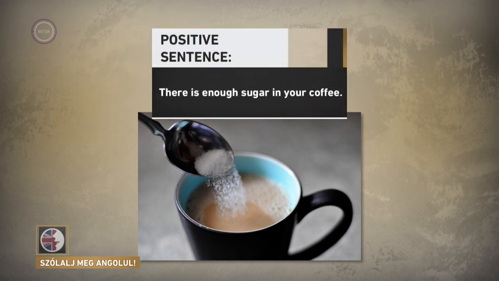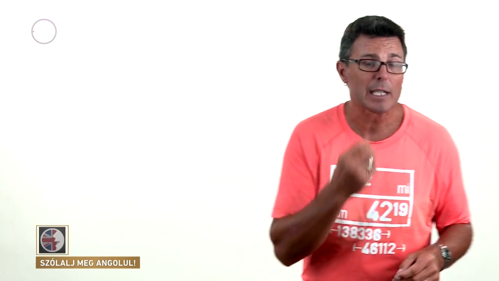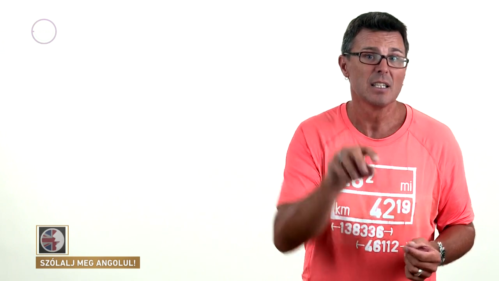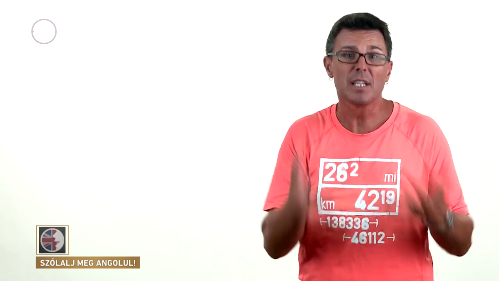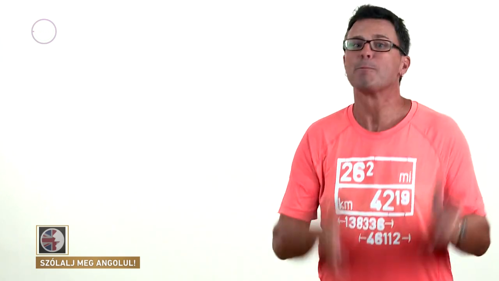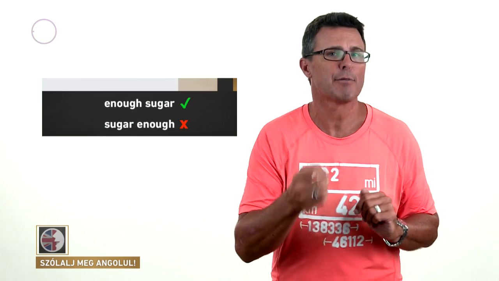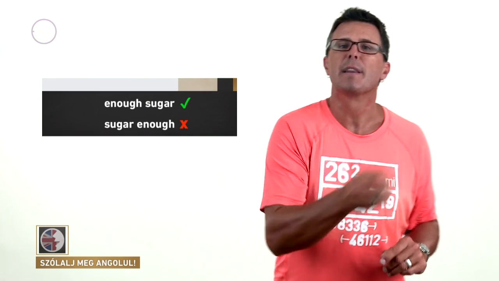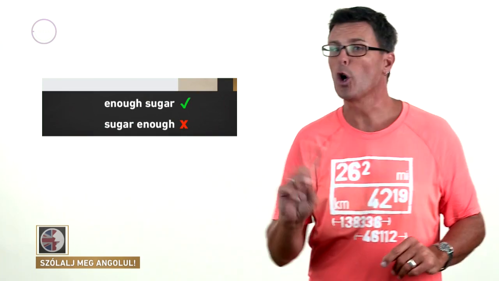So, all we do is change the positive sentence, there is enough sugar in your coffee, into a question by changing the position of the verb. We move the correct form of the verb to be, is, to the front of the sentence, and we follow with the rest. This time, also using enough and making sure that because we're using enough with a noun, we follow enough with the noun. Enough sugar, not sugar enough.